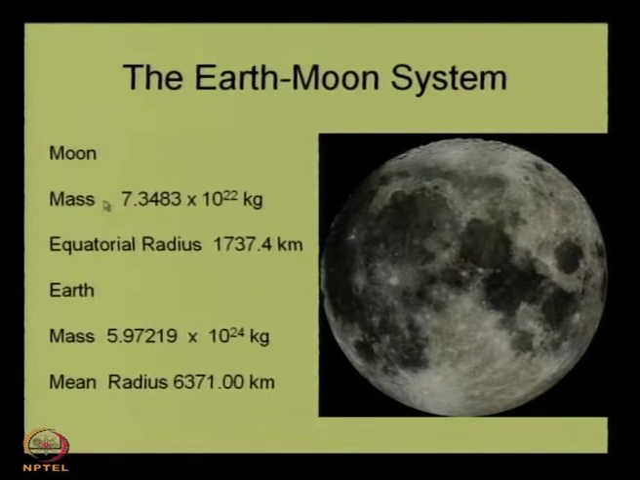The mass of the moon is considerably smaller than the mass of the earth. It is 7.3 into 10 to the power 22 kgs, whereas the mass of the earth is considerably larger. It is around 6 into 10 to the power 24 kgs. But the radius of the moon is comparable to the radius of the earth. It is around 1/4. And if you calculate the density of the moon, it comes out to be roughly of the order of half of that of the earth.